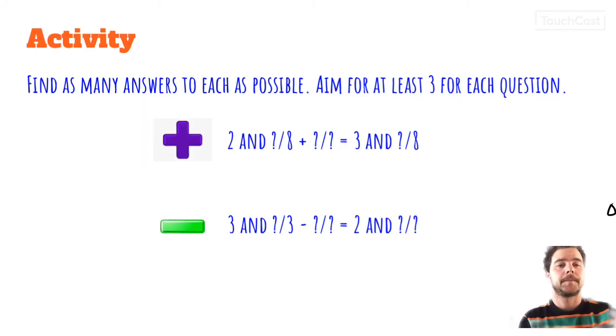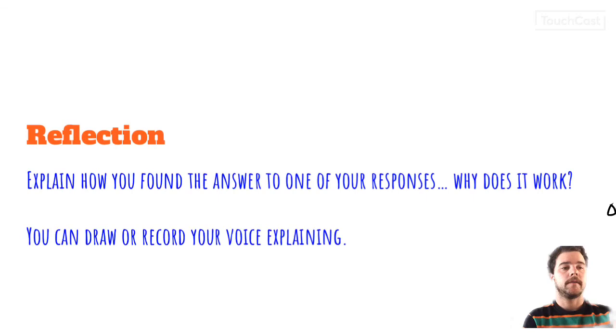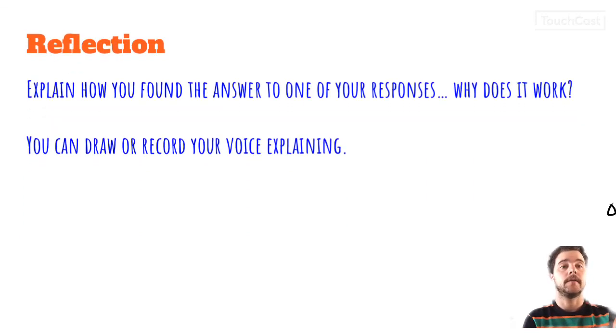All right. Once you've finished that, your reflection, it's the same all week. So we're really focusing on you thinking about how you're solving it and what we call justifying and reasoning. So you're giving reasons and a justification about why one of your answers works, why it's correct. You can do that any way you want. That's how we know that you're being problem solvers. So explain how you found the answer to one of your responses. You should have 6, 3 for each. Choose one, explain why it works. You can draw, you can record, you can voice explain, up to you how you do it. Make sure it gets uploaded or attached to your work today.